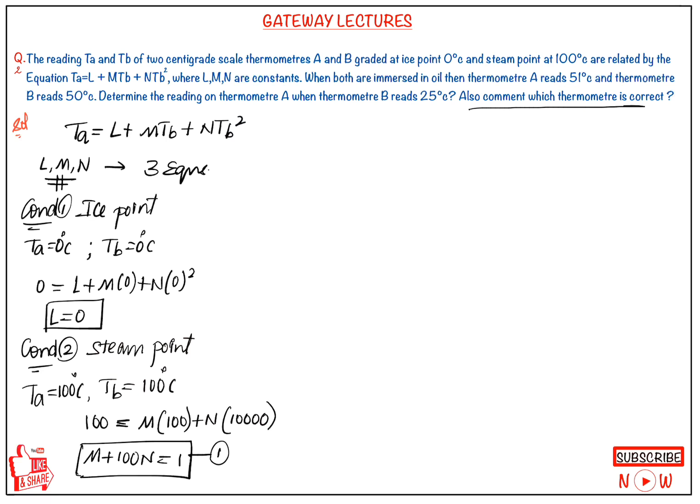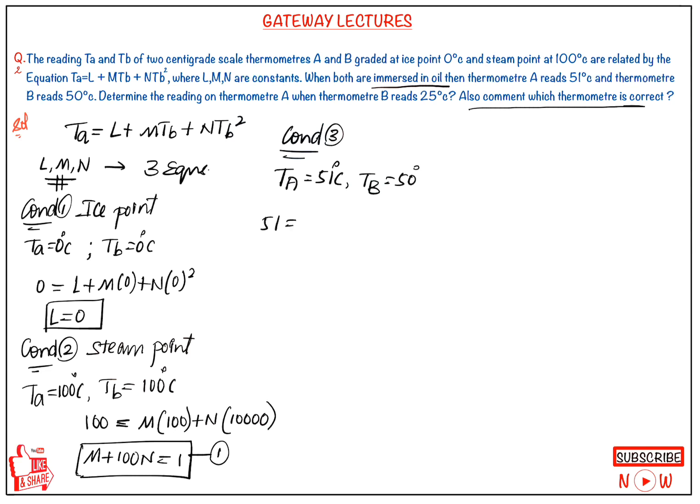Next, two conditions were finished. There were actually three constants, so we need to take the third condition. Condition 3 is given when it is immersed in oil. So when it is immersed in oil, TA reads 51 degrees centigrade and TB reads 50 degrees centigrade. Substitute the values in the equation.